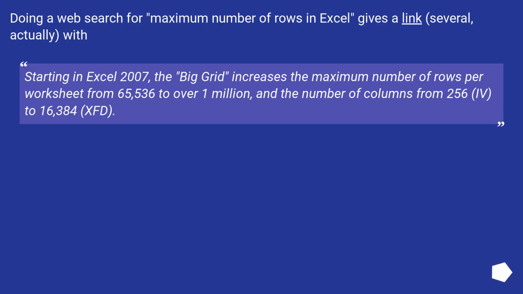Doing a web search for maximum number of rows in Excel gives a link, several, actually, with: starting in Excel 2007, the big grid increases the maximum number of rows per worksheet from 65,536 to over 1 million, and the number of columns from 256, IV, to 16,384, XFD.